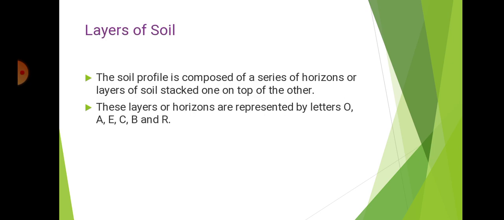If you see the second one, layers of soil, the soil profile is composed of a series of horizons or layers of soil stacked one on top of the other. These layers or horizons are represented by letters O, A, E, B, C, and R. In the next part, we are going to study these layers in depth.